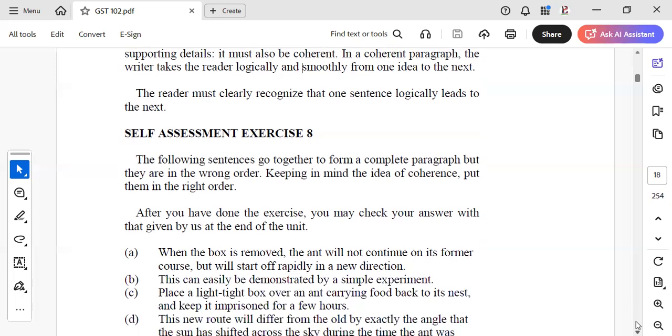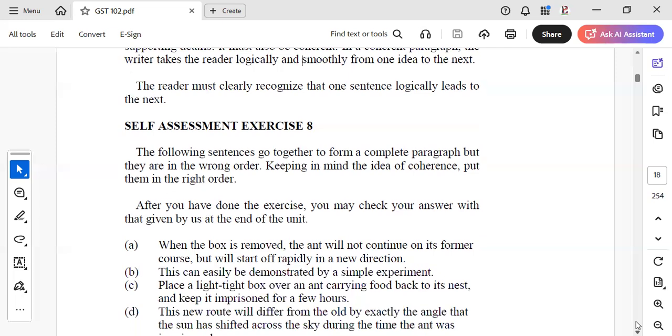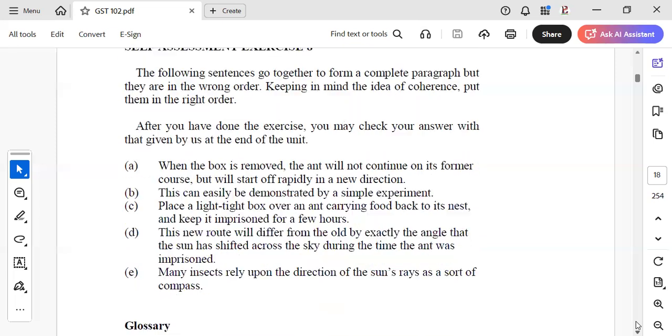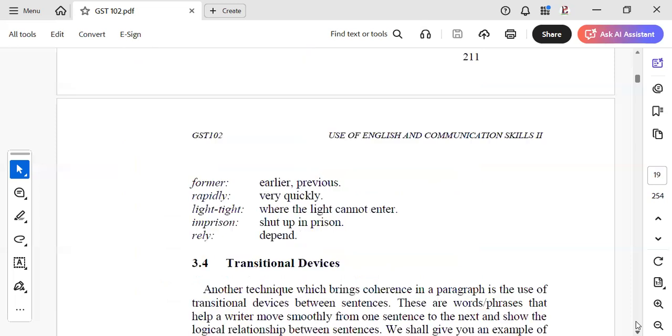Now, okay, there's an exercise, but we'll not go through that one.